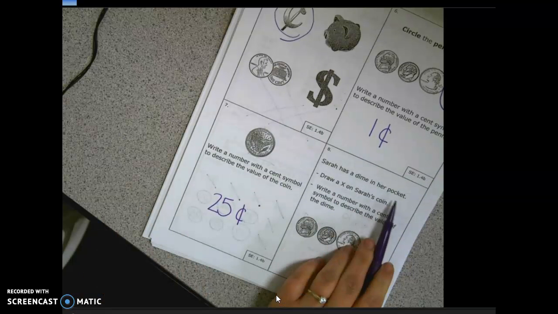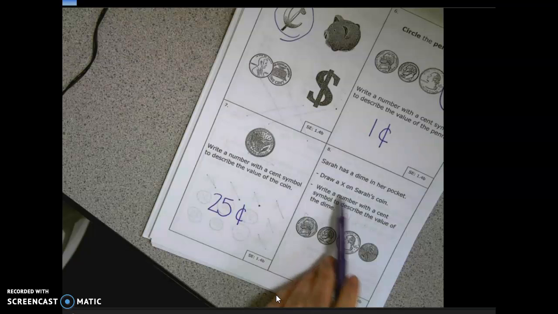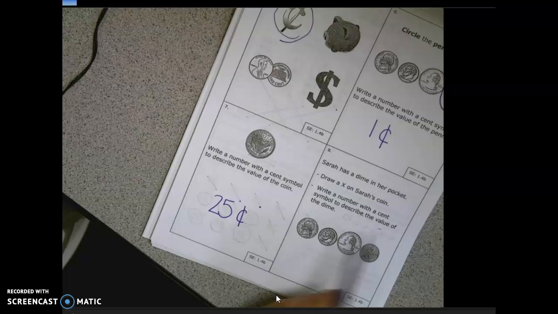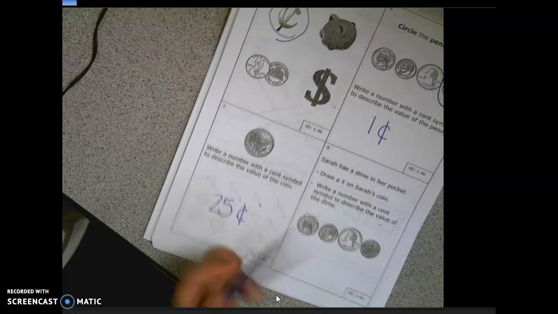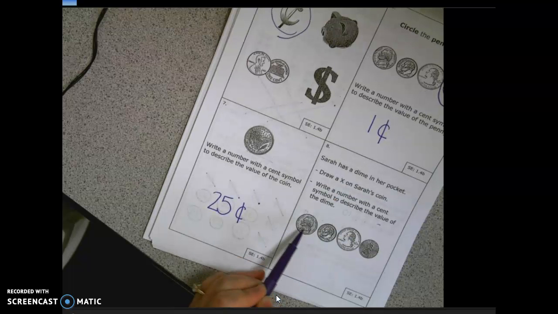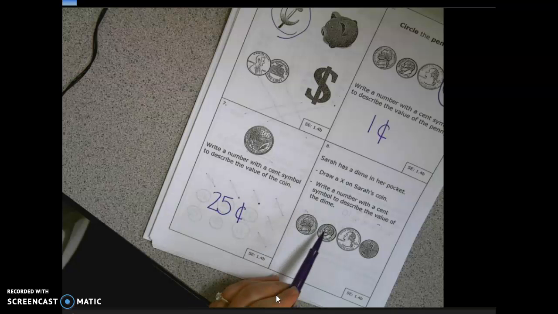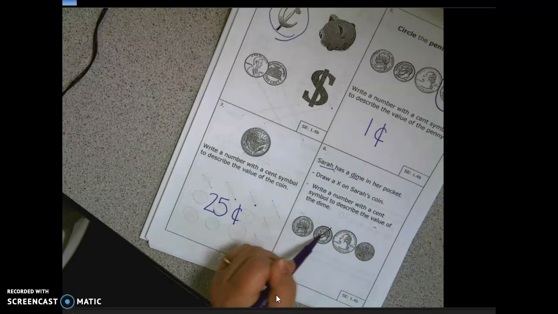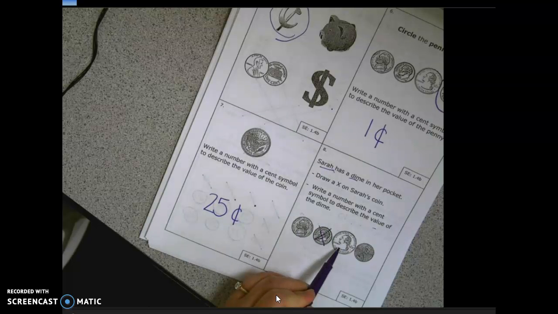Sarah has a dime in her pocket. Draw an X on Sarah's coin. Write a number with a cent symbol to describe the value of the dime. So first I'm going to look for my dime. Again, I look and I see, oh, no-neck nickel, there's no neck, and I know that's Thomas Jefferson. That's not a dime. Then I'm going to look, oh, here's Roosevelt, and I see it's the smallest coin. That is a dime. And we know Sarah has a dime, so I'm going to put an X on that. Here I see George Washington, not a dime, and here I see Abraham Lincoln, not a dime.